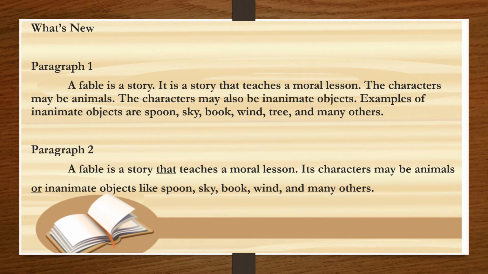Paragraph 2. A fable is a story that teaches a moral lesson. Its characters may be animals or inanimate objects like spoon, sky, book, wind, and many others. Did you notice that the two paragraphs talk about the same thing? However, what differences have you observed? Which sounds simpler and easier to read?